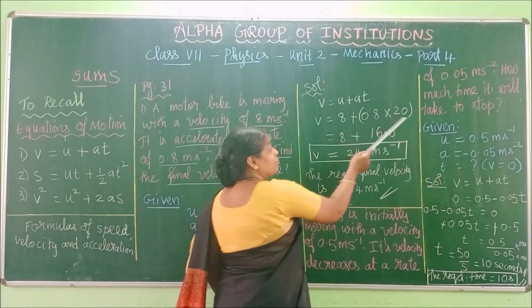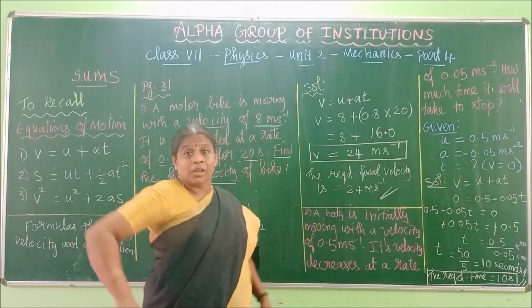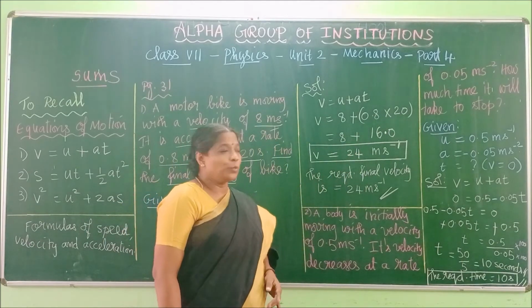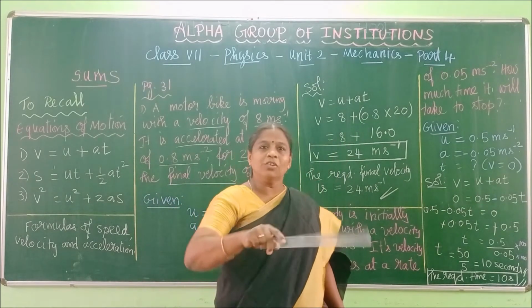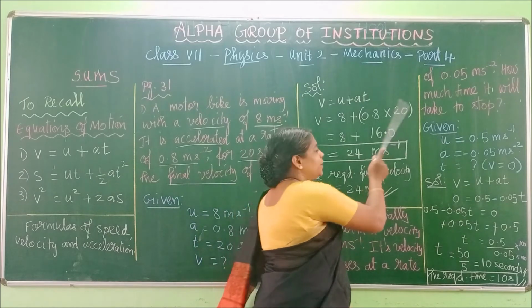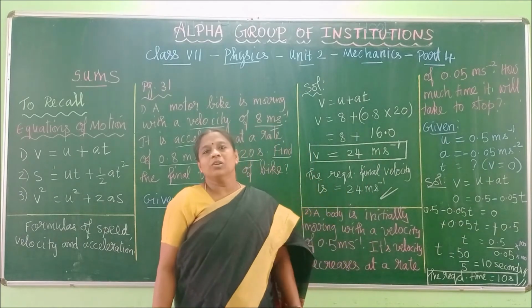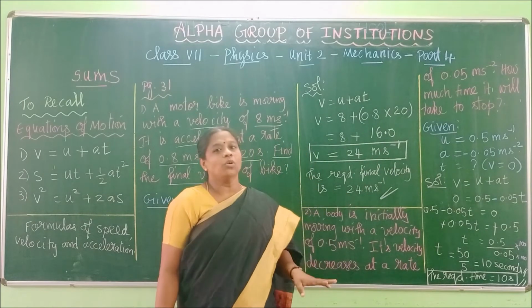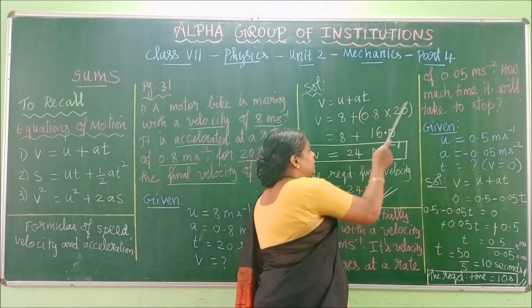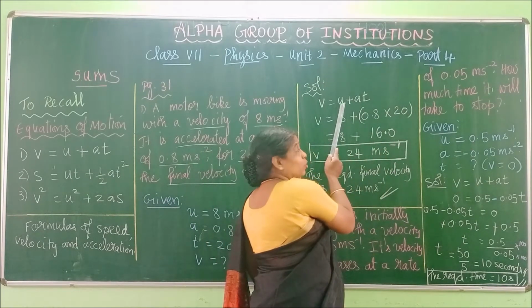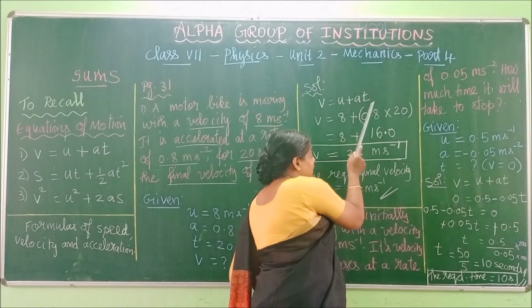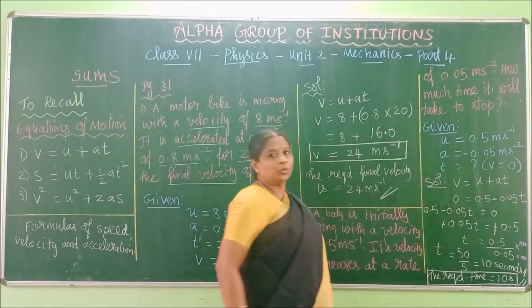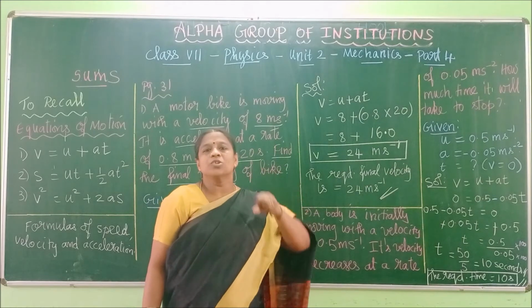Why have I given a bracket over here, my children? You people are very genius. What you will do is add 8 and 0.8 first, then multiply that answer with 20. Ultimately your sum will go wrong. So please don't do like that. First you have to multiply. In U plus AT, first you have to find AT, then only you should add that with U. So know the basics of the formula.